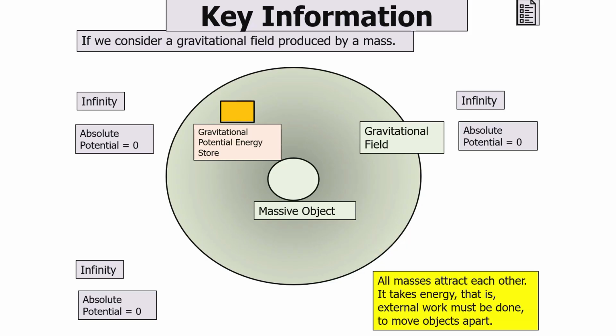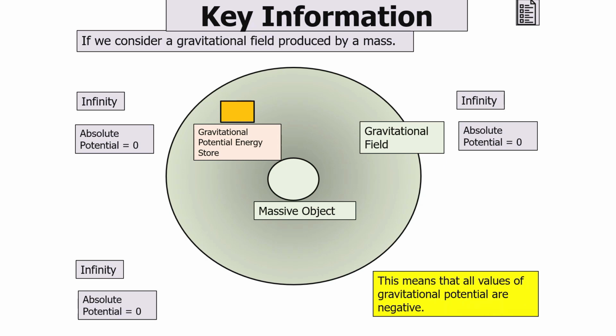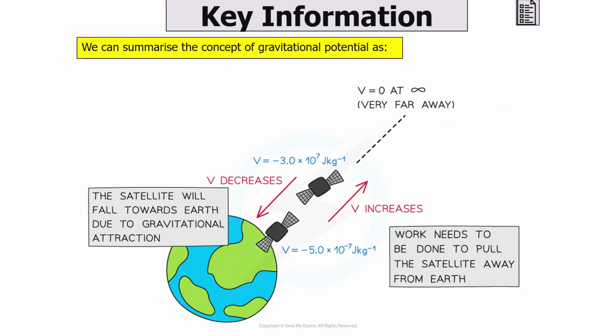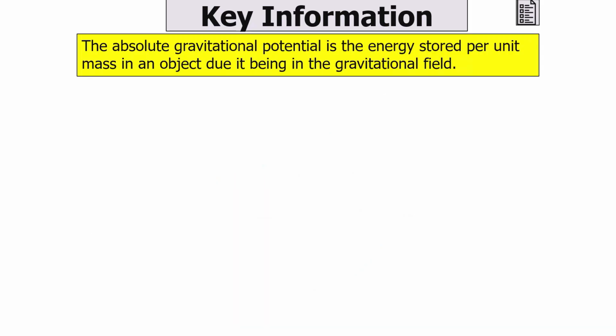Now all masses attract each other, so it takes energy, that is, external work must be done, to move the objects apart. This means that all values of gravitational potential are negative. So we can summarise the concept of gravitational potential as the following: when an object falls towards a massive object, it will be due to gravitational attraction. Work would need to be done to pull the object away from that massive object. So the absolute gravitational potential is the energy stored per unit mass in an object due to being placed in the gravitational field.